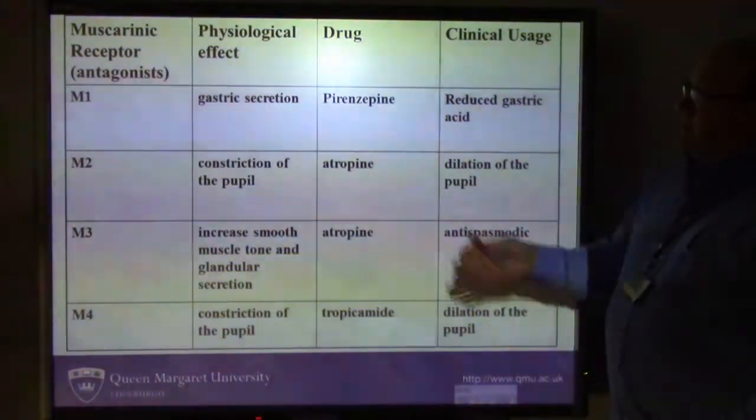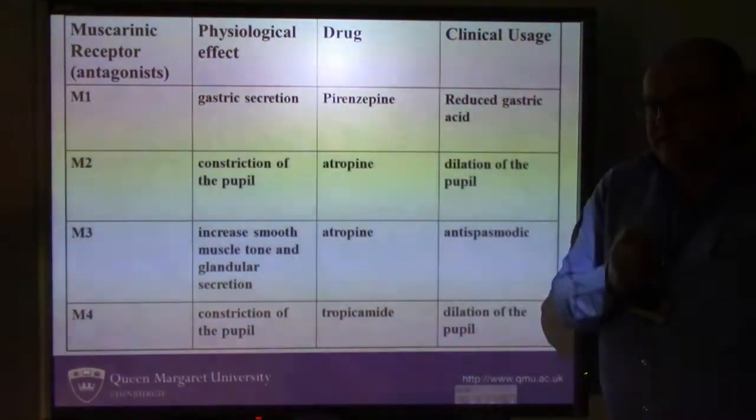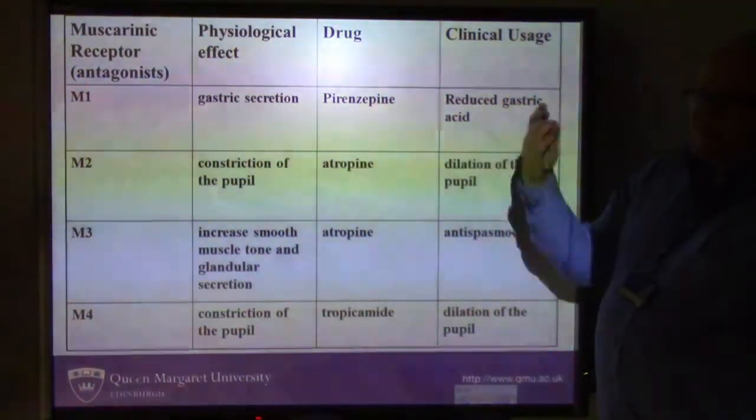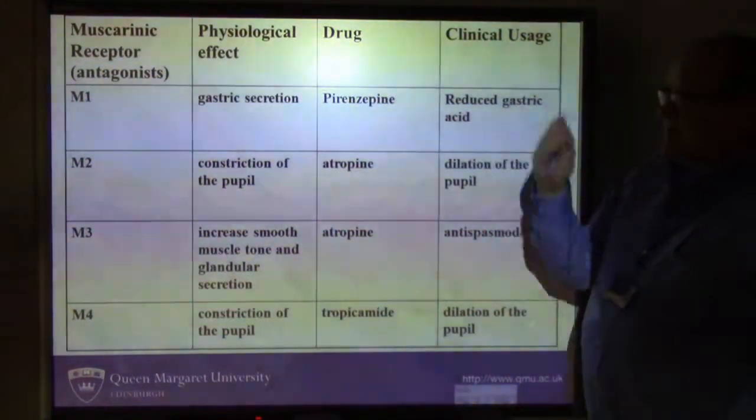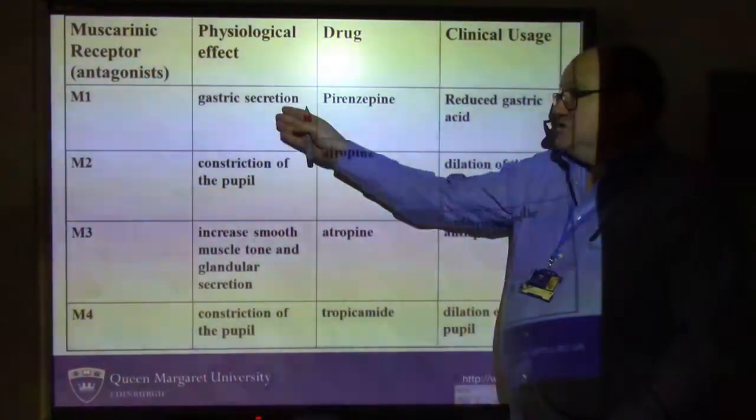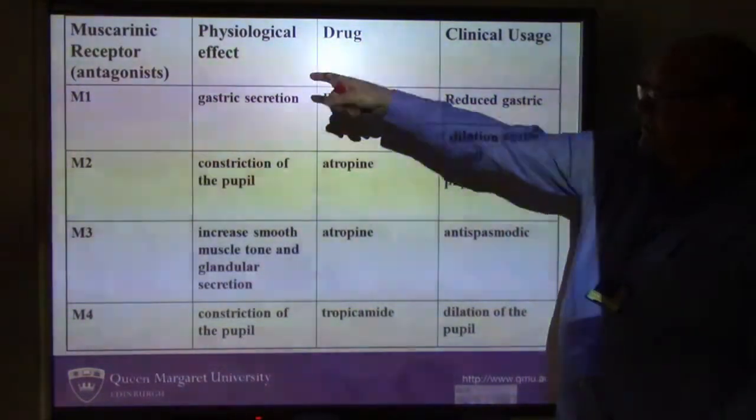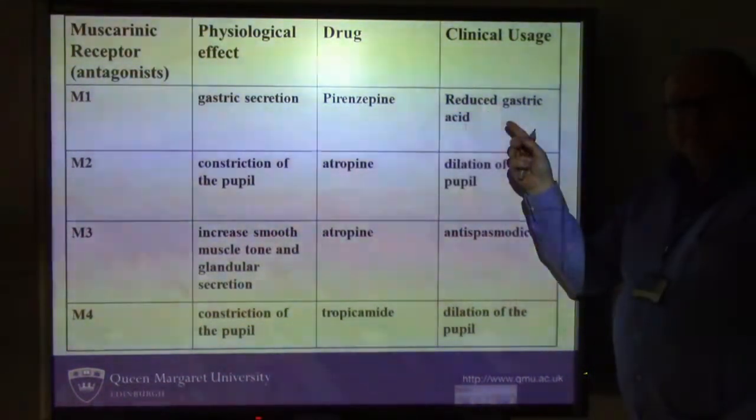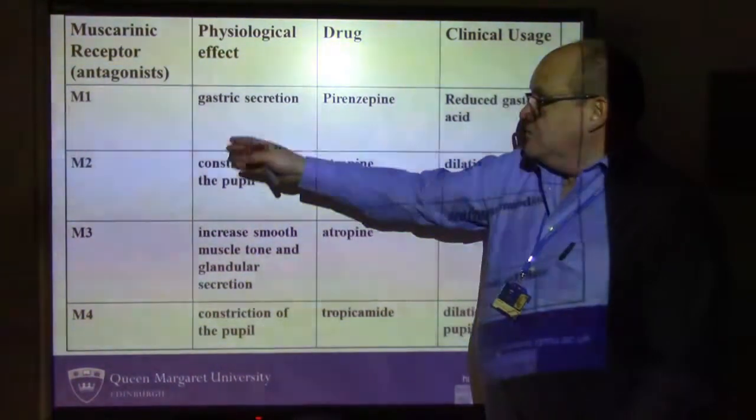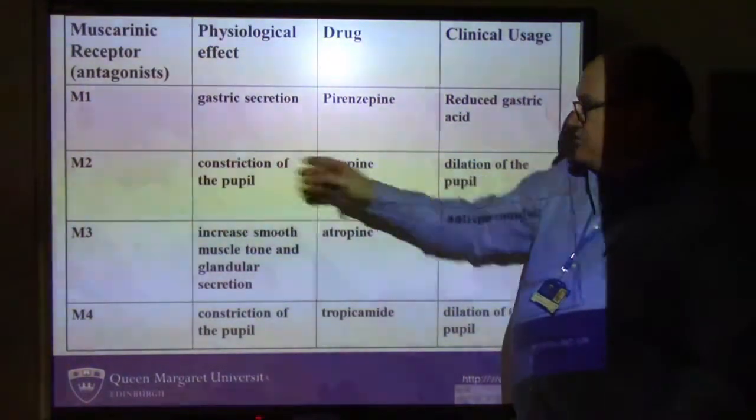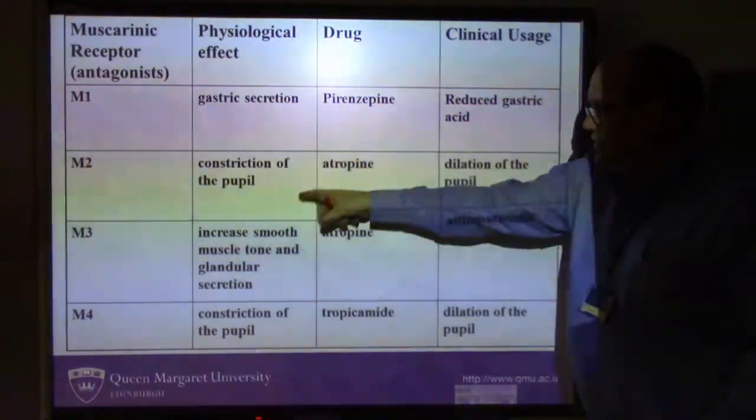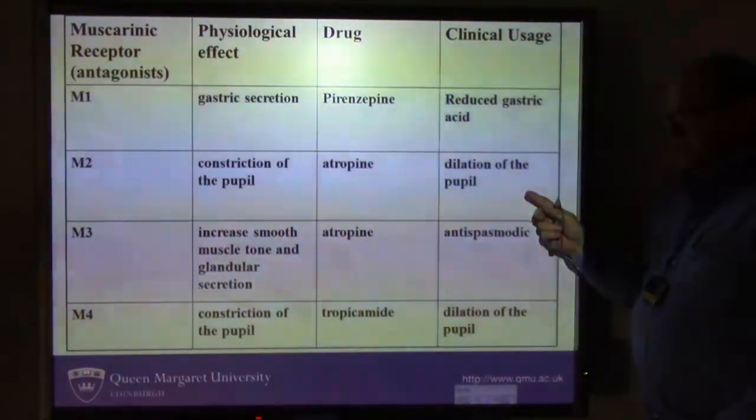Here we're not looking at muscarinic agonists, we're looking solely at muscarinic antagonists. If acetylcholine works on a muscarinic M1 receptor, that will cause increased gastric acid secretion. If you give pirenzepine, which is an antagonist, it will reduce gastric acid, therefore has a clinical use. M2, when acetylcholine works on M2, the pupil is constricted. If you give the antagonist for M2, it will do the opposite and give you pupil dilatation.